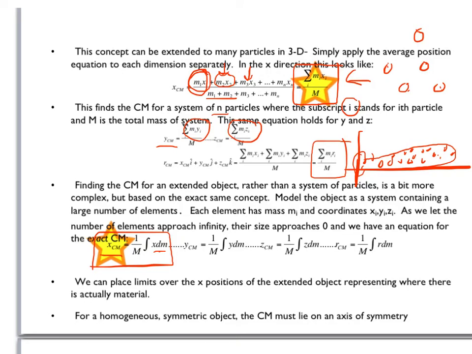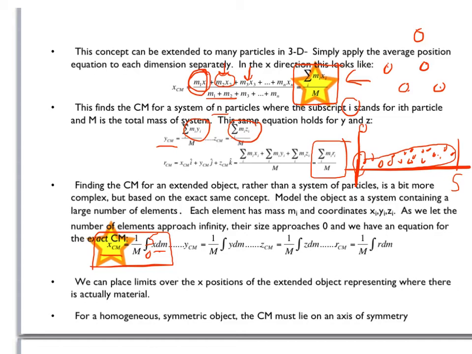We can place limits over these integrals for where the mass is actually located. For example, if mass exists from 0 out to maybe 5 units, whatever that unit is measured in, then we can place those limits on our integral as well. And that will help us evaluate where mass is actually located.